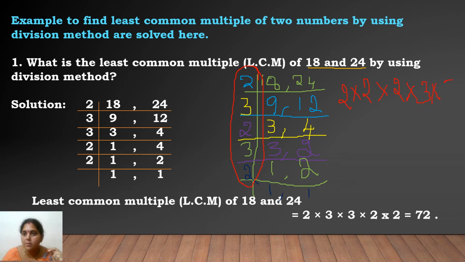Now, when you multiply this total number, what will you get as your answer? Check out. 2 2's are 4, 4 2's are 8, 8 3's are 24, 24 3's are 72. So, your least common multiple is 72. This is how you are going to do the division method for finding LCM.